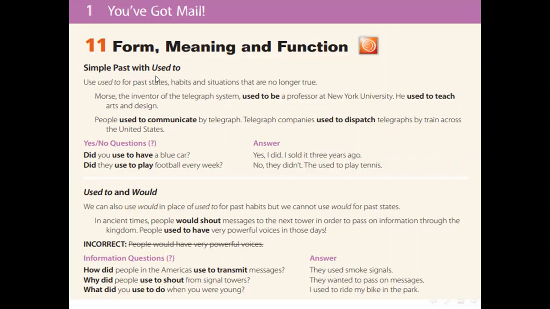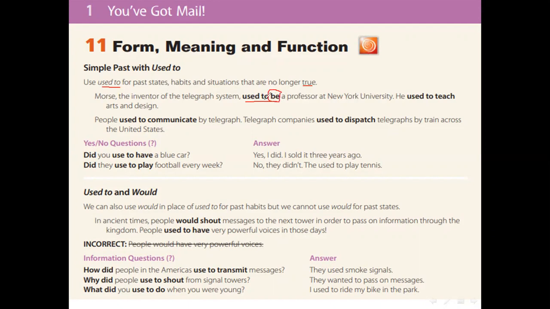Simple past with used to. We use used to for past states, habits, and situations that are no longer true now. Morse, the inventor of the telegraph system, used to be a professor at New York University. Used to be, used to plus base form.